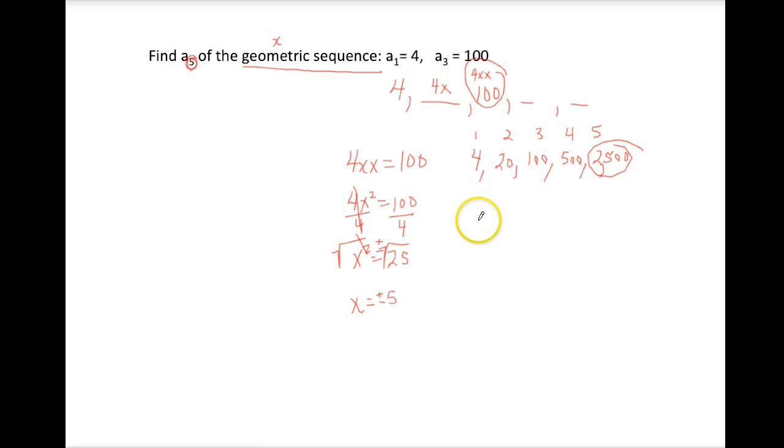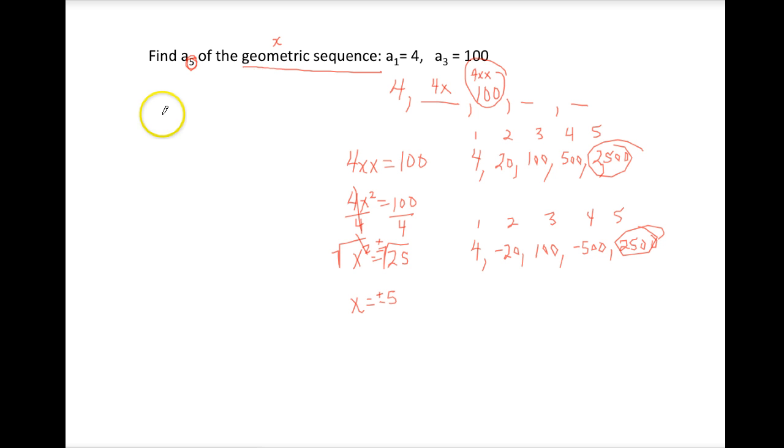Again, you could use negative 5 as well. I will accept either of your answers that you come up with. That would give us 4, 4 times negative 5 is a negative 20, then a positive 100, a negative 500, and a positive 2500. So either way, our fifth term is 2500.